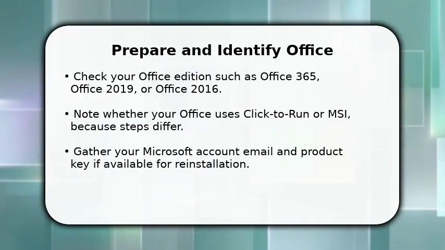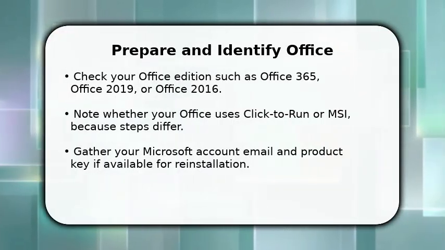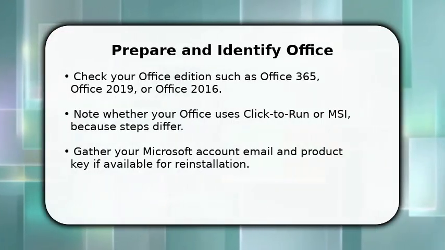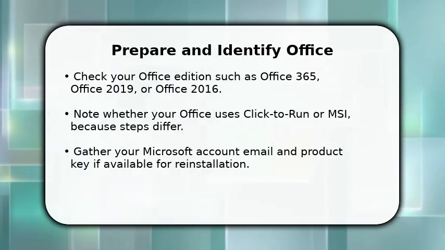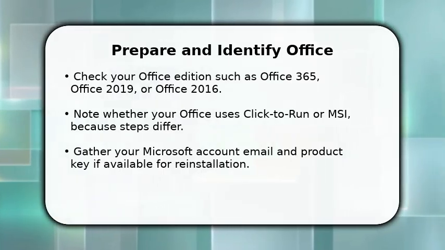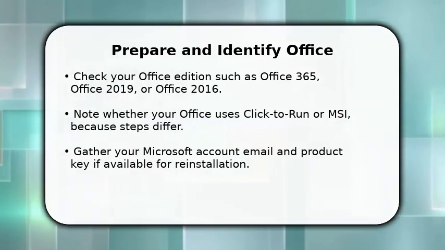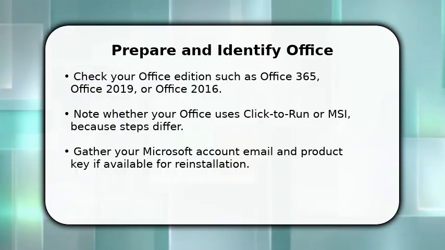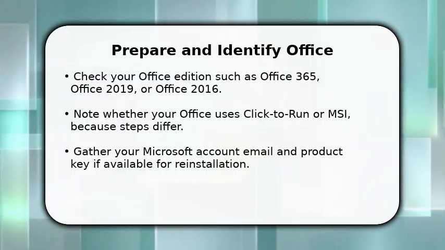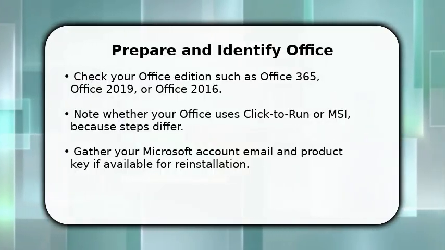Start by saving work and closing all Office apps before you begin. Check your Office editions such as Office 365, Office 2019, or Office 2016. On Windows 10, open Settings, then Apps and Features to view installations. On Windows 11, open Settings, then Installed apps for a list.